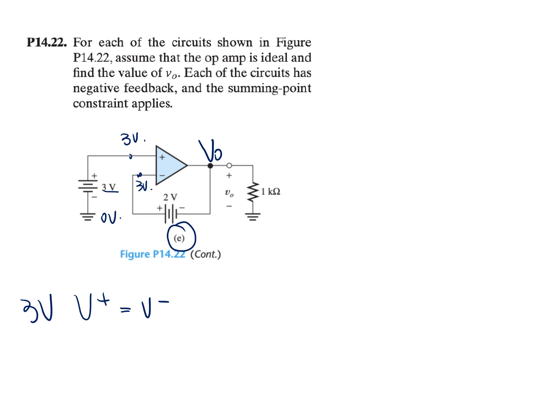And here we can see that this is the positive terminal, higher. So we have V out plus 2 volt is equal to 3 volt, and we can directly find V out is equal to 1 volt.